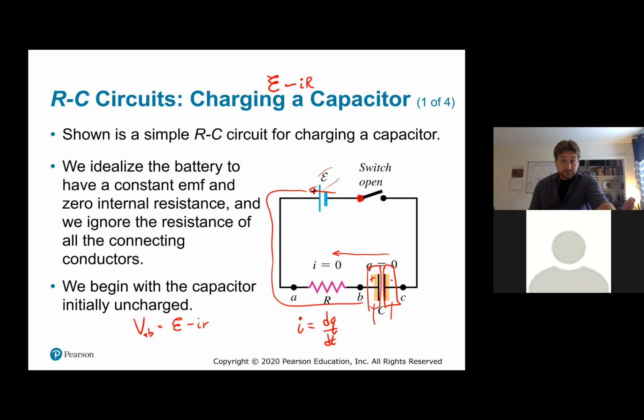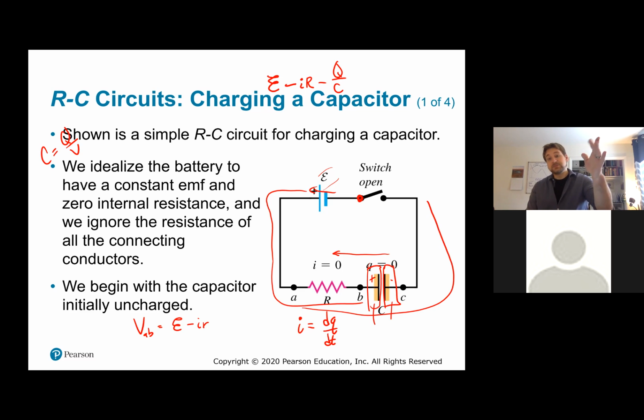At any given time, we're doing voltages because this is the loop rule. At any given time, the voltage across the capacitor, C equals Q over V, so V is Q over C. And I'm going to draw it with a minus sign because imagine it's like a battery. As we finish walking around the loop this way, we're going from a positive plate down to a negative plate. That's a potential decrease. We get back here, and if the switch is closed, then we can do that again.